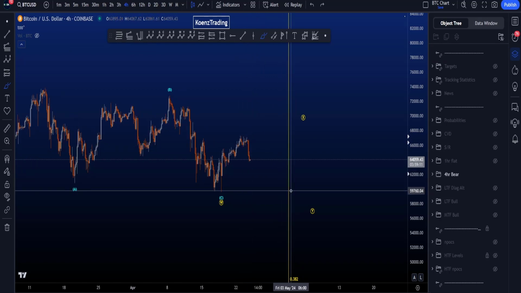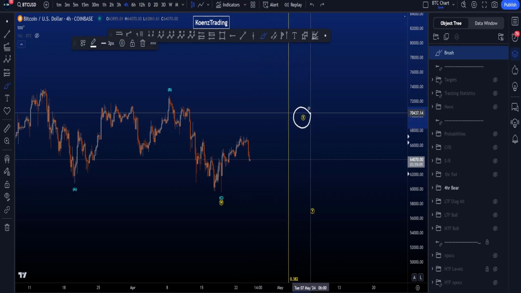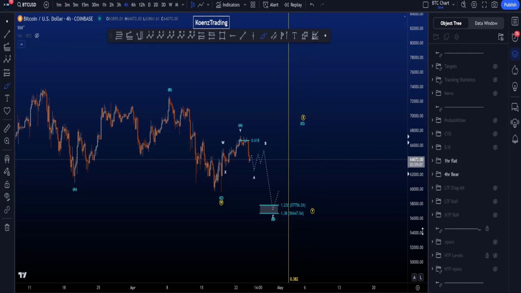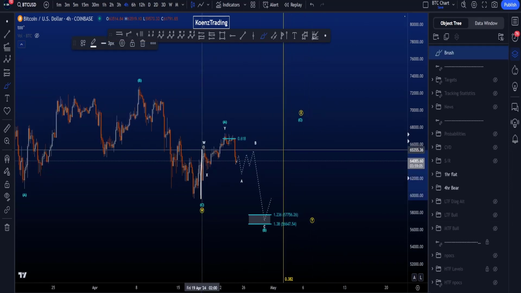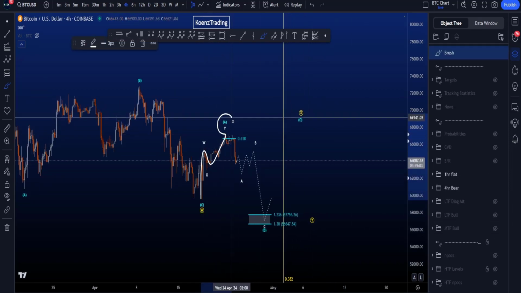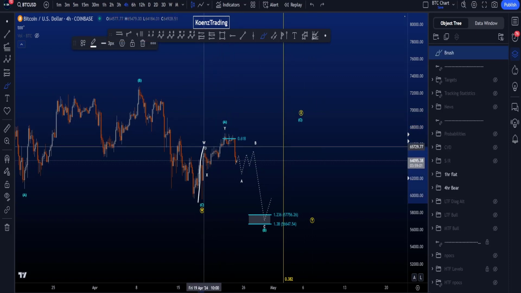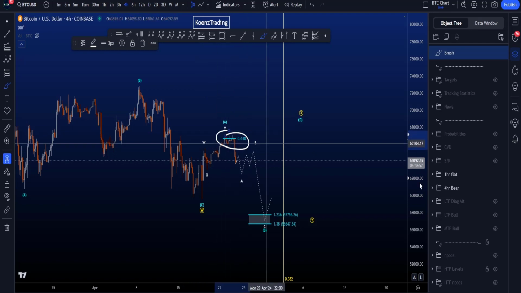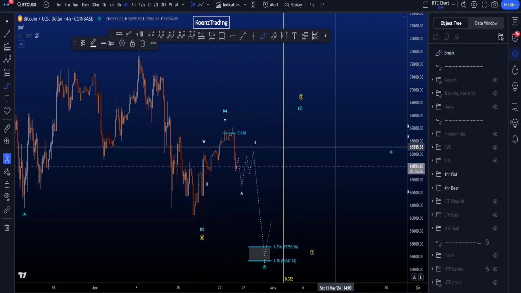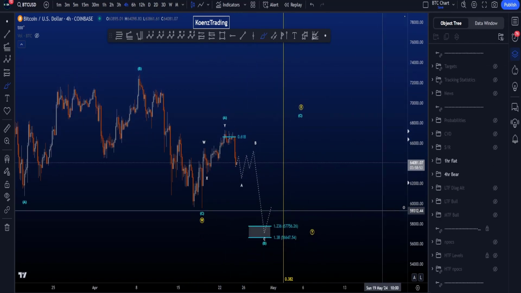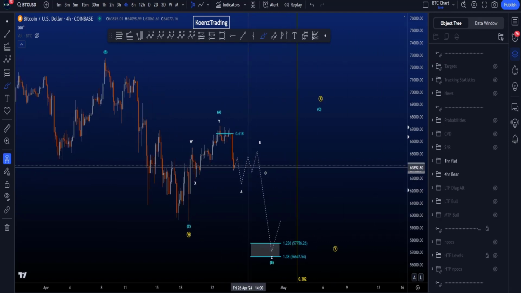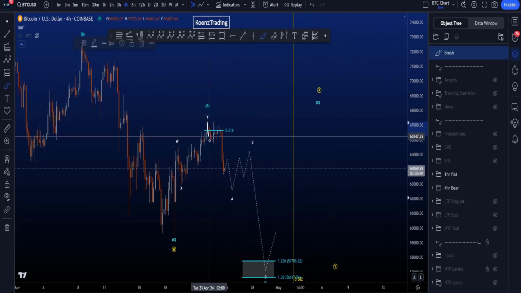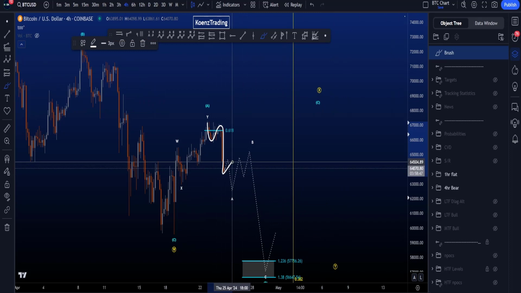So therefore, a scenario to extend this wave X in time is this flat structure where the WXY is labeled a wave A. So we have the same double zigzag, WXY in a wave A, 0.618 over here, nicely respected, and then you want to see a zigzag to the downside. So this is where the impulse to the downside is important. We want to see a wave 1, 2, 3, 4, 5.